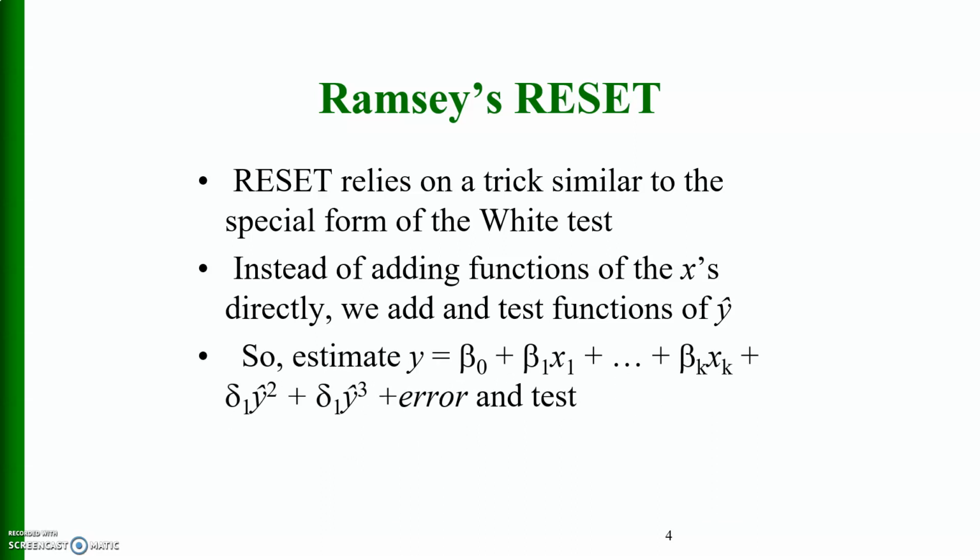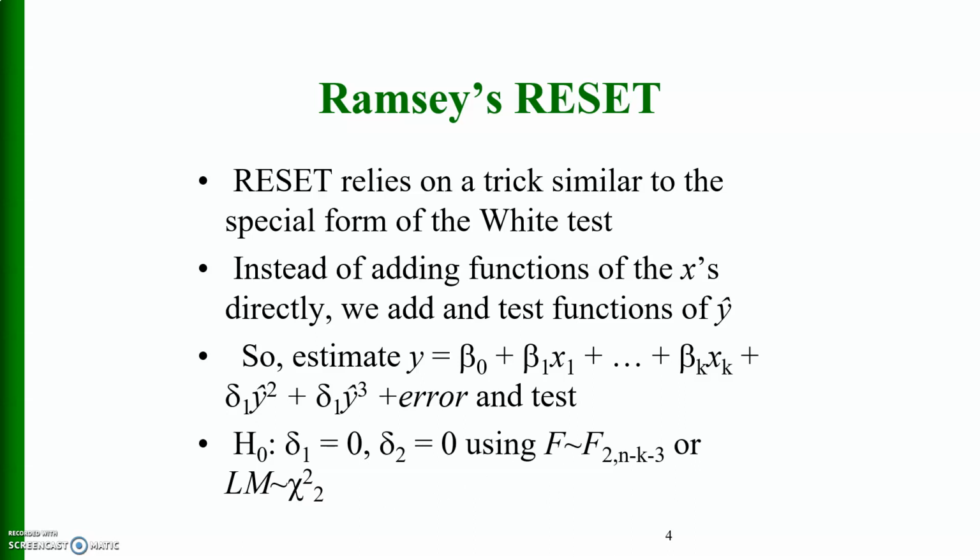That is, we estimate the model y is equal to beta naught plus beta 1 x1 plus up to beta k xk plus delta 1 y hat square plus delta 2 y hat raised to the power 3 plus error term, and we test the null hypothesis of Ramsey's test, and that is delta 1 and delta 2 are equal to 0, and we use an F statistic with 2 numerator degrees of freedom and n minus k minus 3 denominator degrees of freedom, or the Lagrange multiplier chi-square test.